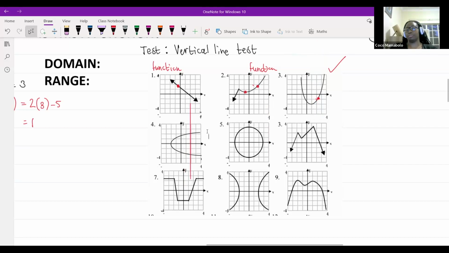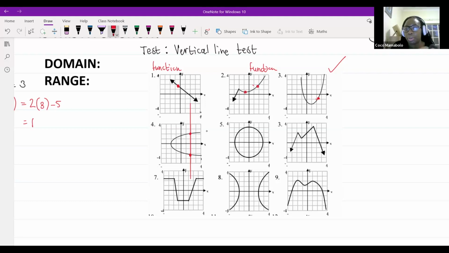Is that a function? Is number 4 a function? Yes or no, guys? No, Sanelisa says no. Oko also says no, right? It's not, because for every x value that I find, I'm getting two y values. You see that? I'm getting a y value there and a y value there. That doesn't tell me much about what I'm trying to do with the function.